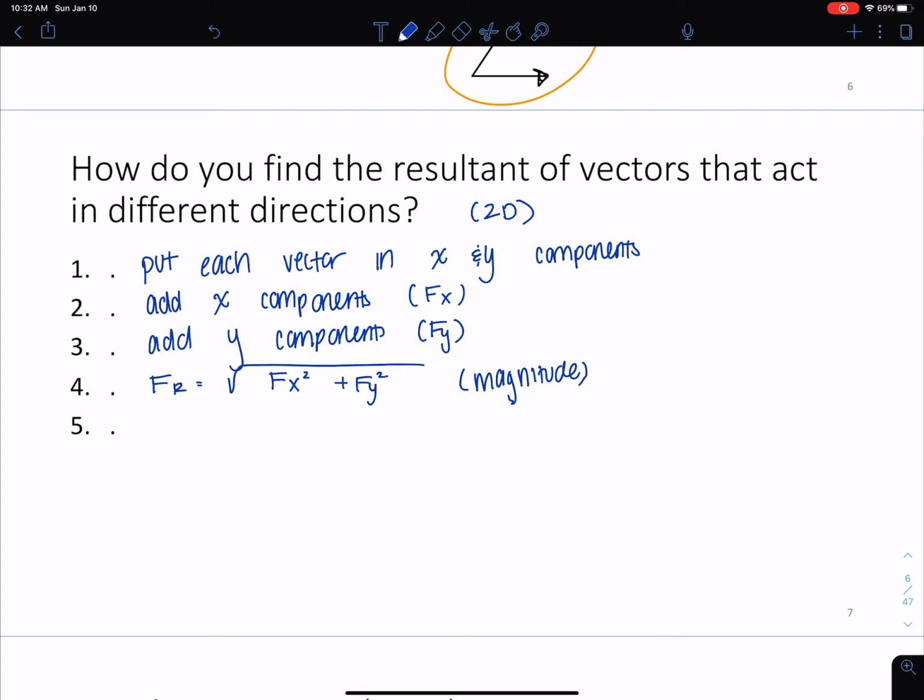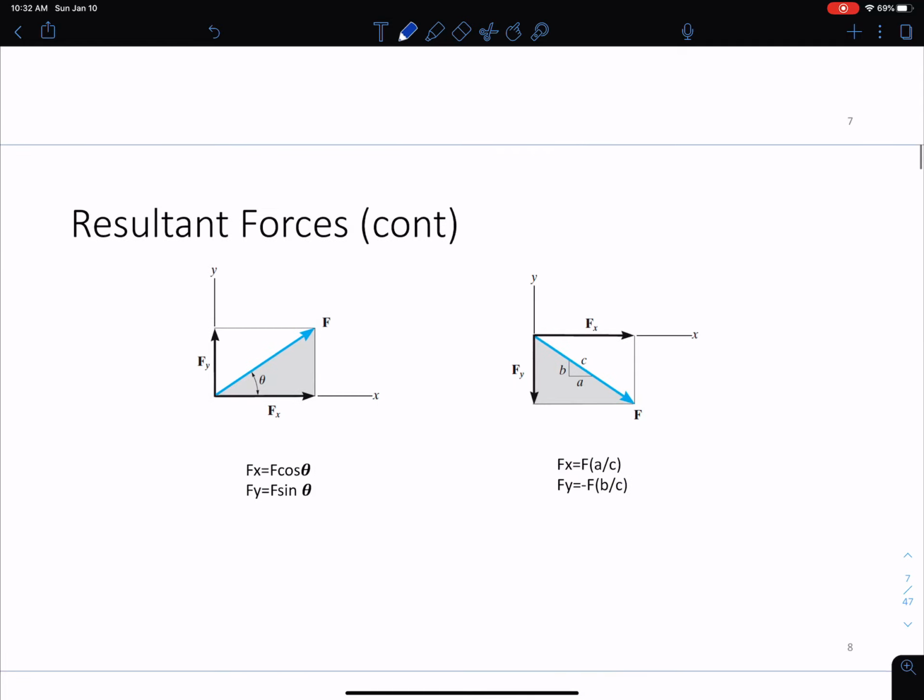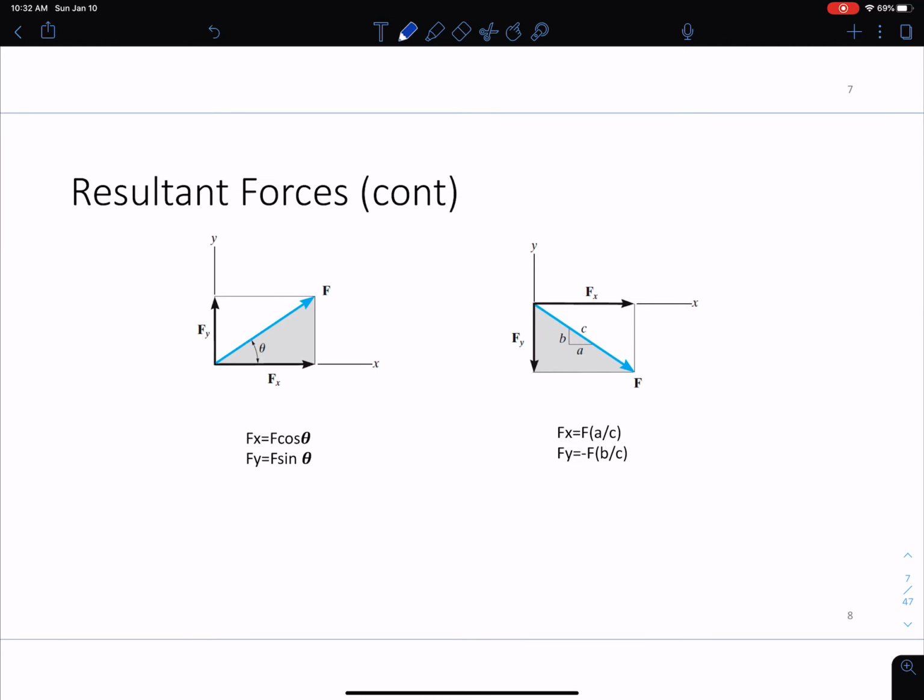And our direction, theta, would be equal to inverse tan of whatever the component in the y direction is divided by whatever the component in the x direction is, and this is my direction. Okay, so very simple. And we're going to try this now with another problem. But first here, this is just a picture of what the resultant force looks like.